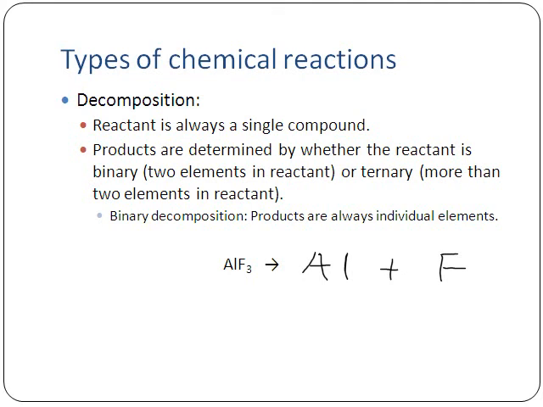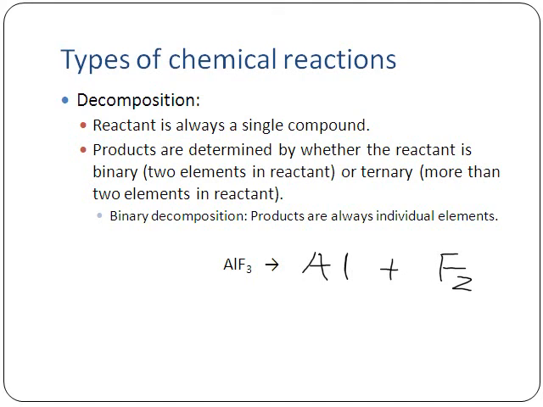And remember we said those are the elements that end in INE and GEN. Aluminum does not end in INE or GEN. Fluorine does end in INE, and so it's going to be F2 when we write that out. And then so this would be a binary decomposition reaction.